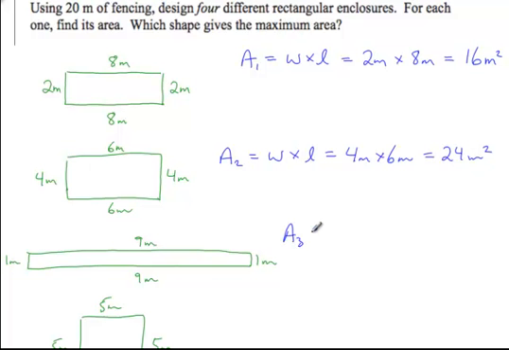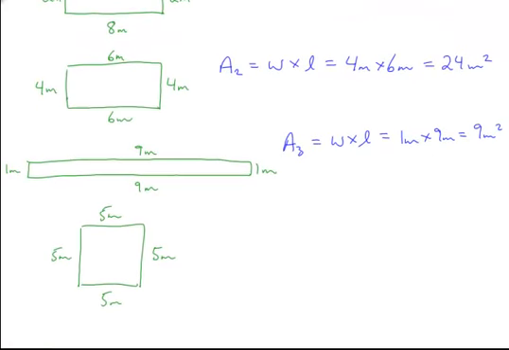Now the third one, width times length. The width is 1 meter in this case, and the length is 9 meters. So we'll do 1 meter times 9, and that gives us only 9 square meters. That is definitely not going to win this competition. And let's try area 4. In this case, they're all the same. So when I write width times length, sorry, that should be equals 5 meters times 5 meters. 5 times 5, of course, is 25, and meters squared.